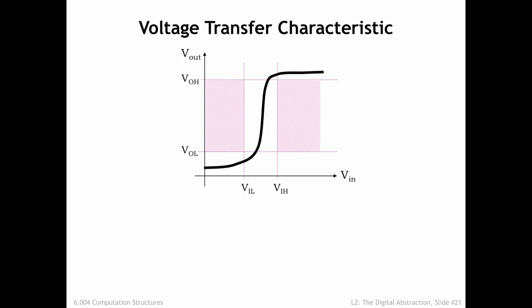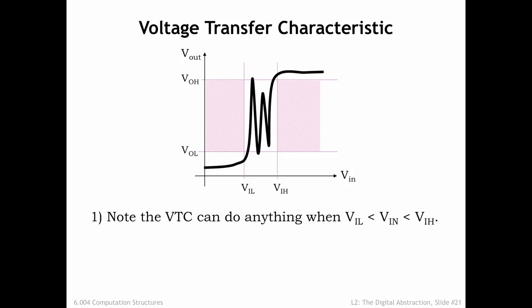Let's look more carefully at the white region in the center of the graph, corresponding to input voltages in the range VIL to VIH. First, note that these input voltages are in the forbidden zone of our signaling specification, and so a combinational device can produce any output voltage it likes and still obey the static discipline, which only constrains the device's behavior for valid inputs.